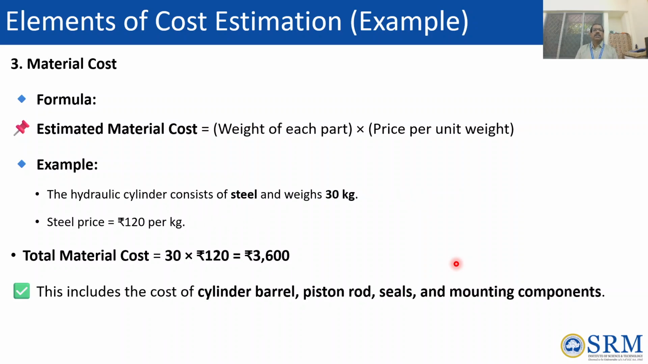Then material cost. What is the material cost we said? So based on weight only. So estimated material cost would be weight of each part into price per unit weight. Okay, price per unit weight.